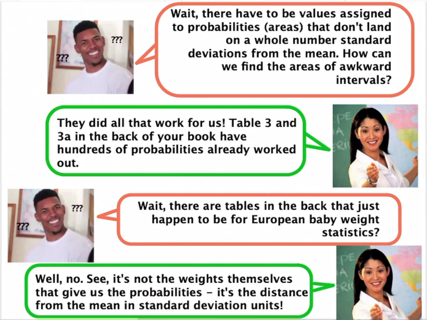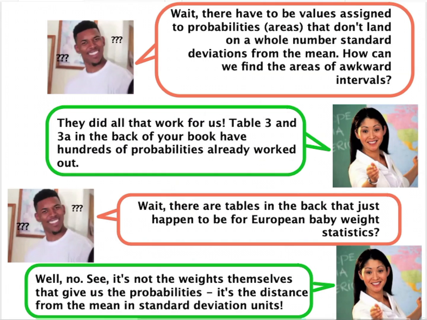Wait, there have to be values assigned to probabilities that don't land on whole number standard deviations from the mean. How can we find the areas of awkward intervals? They did all that work for us. Table 3 and 3a in the back of your book have hundreds of probabilities already worked out.